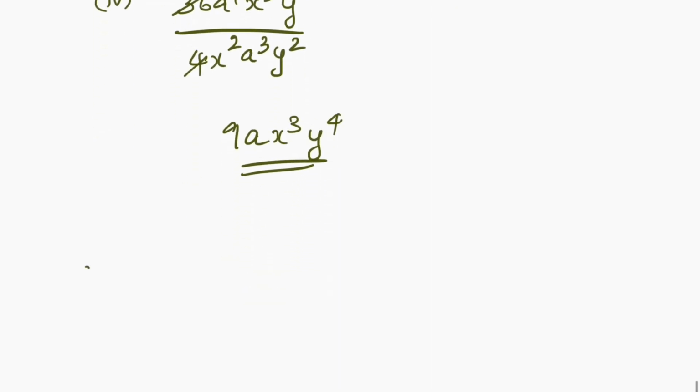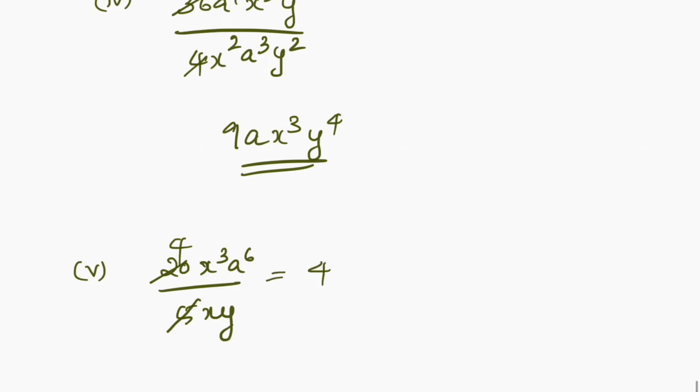Okay. Fifth question, 20 x cube a to the power of 6 by 5xy. 20, 5 4s are 20. x to the power of 3 minus 1 is x square. a to the power of 6 by y.